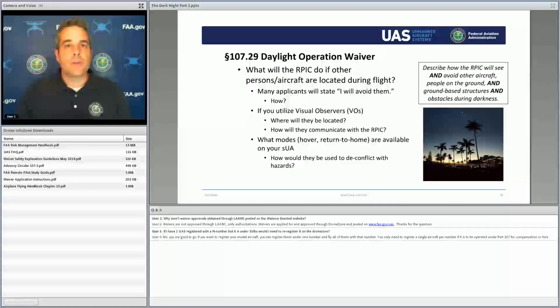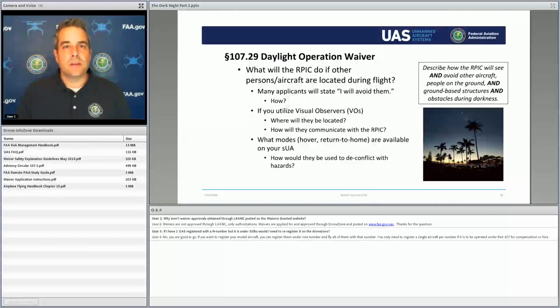How are you going to avoid them? Are you going to utilize multiple visual observers? Are you going to position those visual observers in unique spots to help you identify anybody that's coming into your operation area or any aircraft that's coming into your operation that you did not plan on? And then if they do spot other people or other aircraft, how are they going to notify you as a remote pilot in command? Is this a two-way radio? Can they shout? I mean, can you hear that person when they're talking to you?